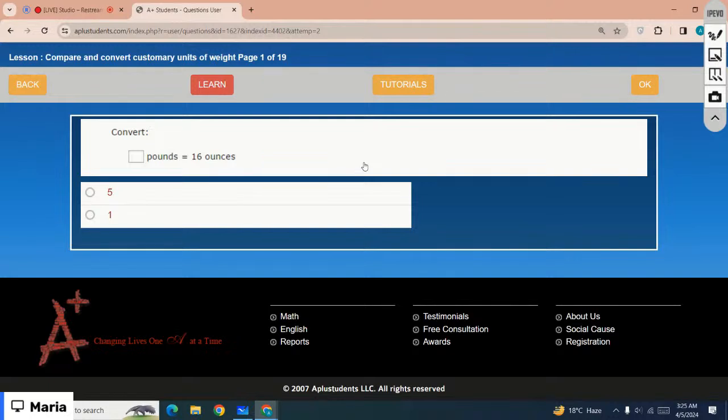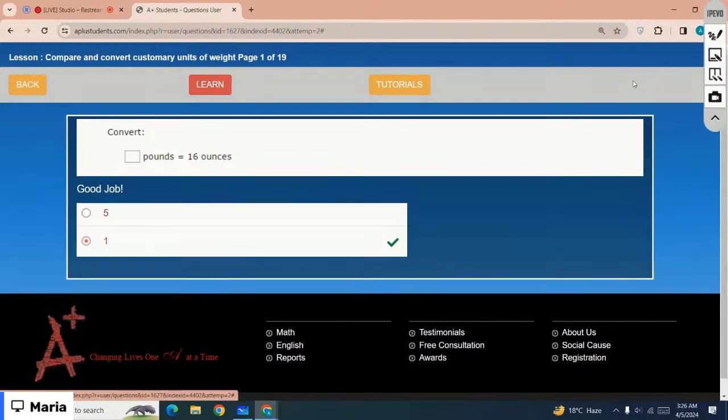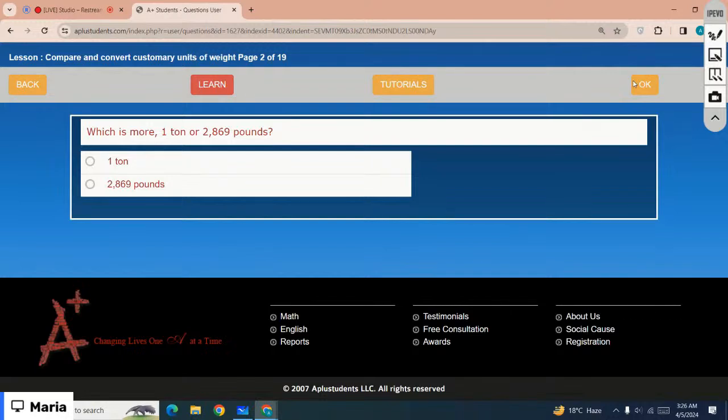Yes, that is 1 pound equals 16 ounces. The correct option is 1 pound, right? Priyan, please write the answers once. Which is more, 1 ton or 2,869 pounds? So, which is the correct option?